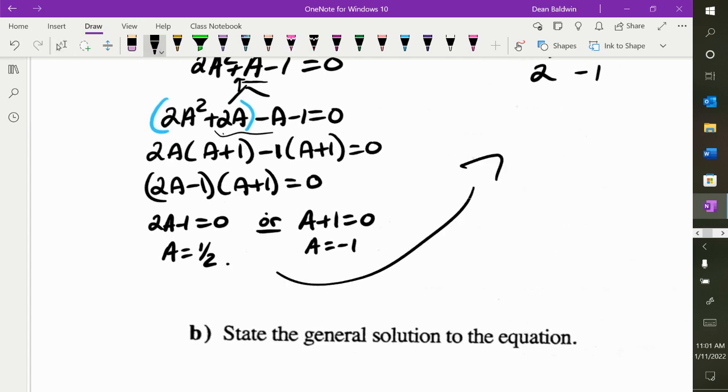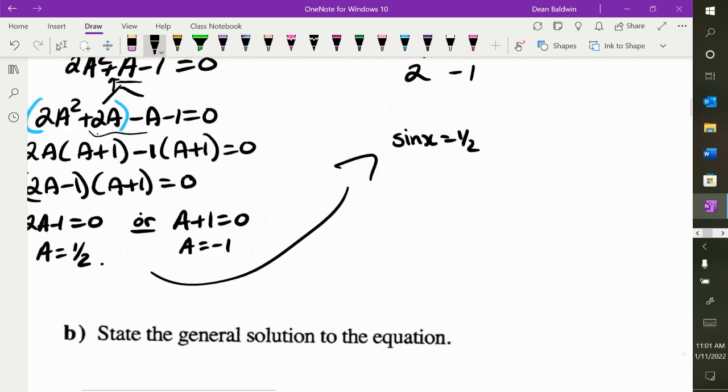So I'm going to do it over here. So really what you have is sine x equals a half, or sine x equals negative 1. That's just like the stuff we did in trig 1 and yesterday. So sine x equals a half. What's my reference angle, and what quadrants are we in? We're going to be in 1 and 2 because sine is positive. What's the reference angle? It is 30.